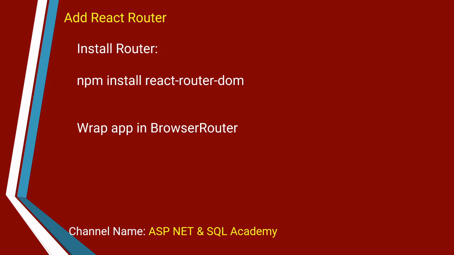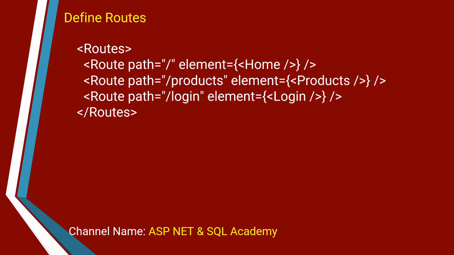First, install React Router DOM using npm. Then wrap your app component with the browser router so we can add routes. Now, define routes for different pages. The home route will show our welcome page, products will show our CRUD app, and login will display a login form.